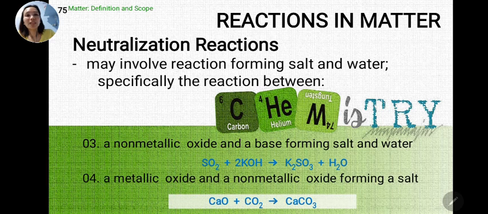So next one is a metallic oxide and another non-metallic oxide forming a salt. So wala nang water dito ngayon. You have this one, calcium oxide and carbon dioxide. So this is a metallic oxide. Calcium is a metal and metallic. That's why this is a metallic oxide. While carbon is a non-metal. So this is a non-metallic oxide. And kapag pinag-combine sila, nag-undergo sila ng neutralization reaction. So ang mapo-form nyo is a salt. Calcium carbonate is a salt.